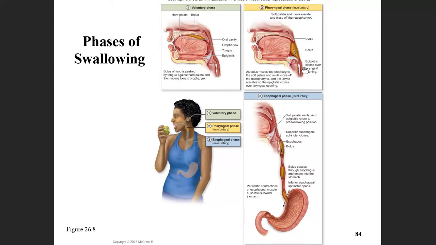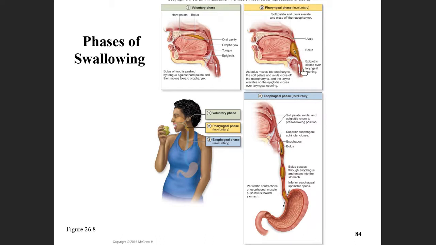So in this phase, we have entry of the bolus into the oropharynx, as you see here, elevation of the soft palate and uvula to block the passageway between the oropharynx and the nasopharynx. And then the larynx, the epiglottis of the larynx, comes up and closes the entrance of the trachea so the bolus cannot go down to our trachea. So it comes to the esophagus.